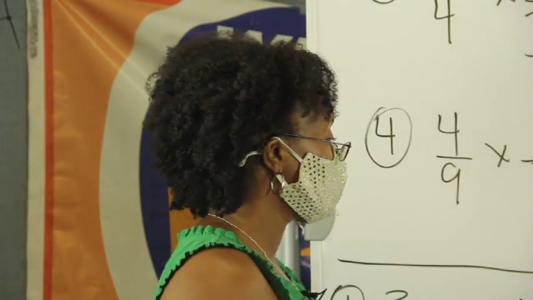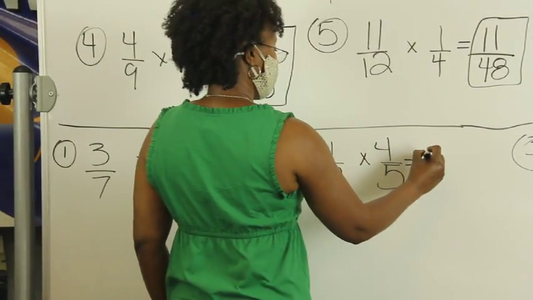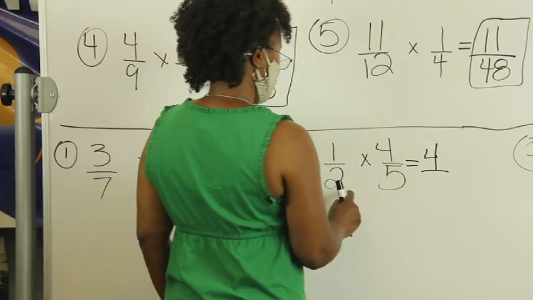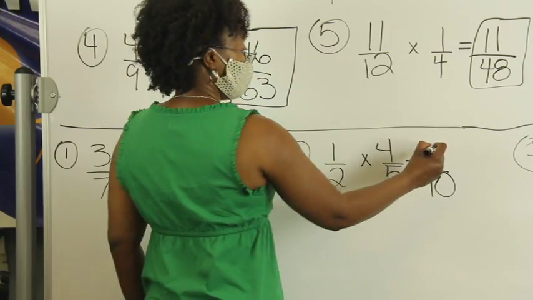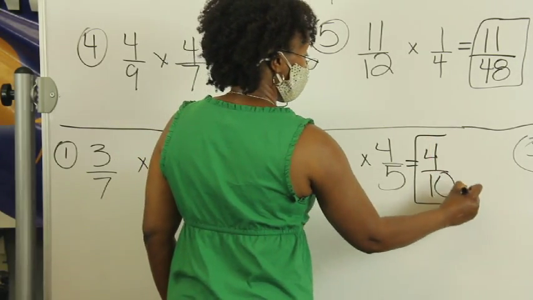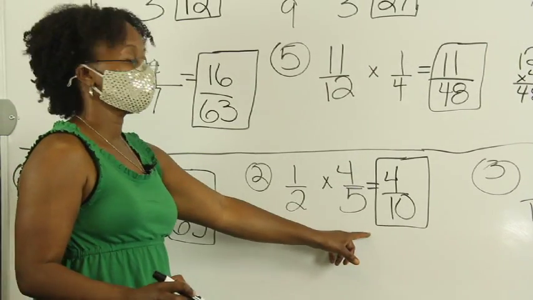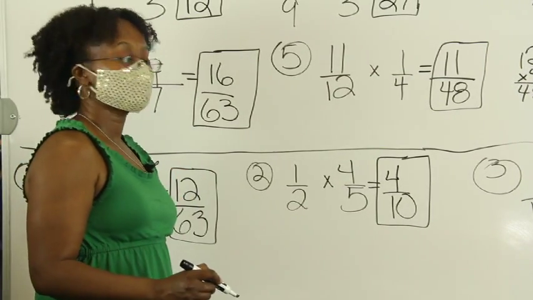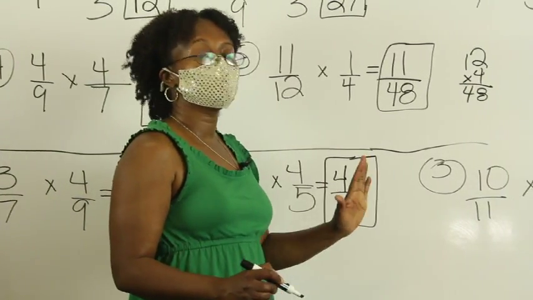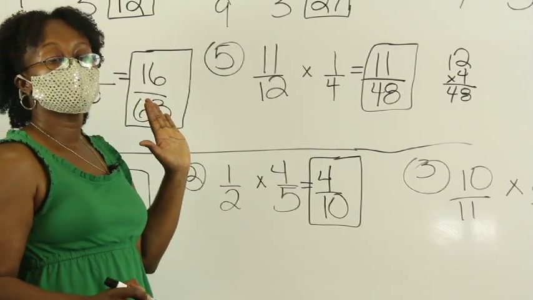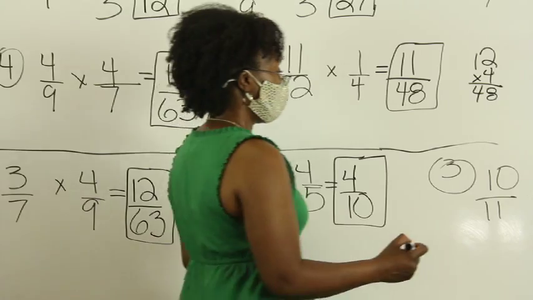All right, on to number 2. 1 times 4 is 4, and 2 times 5 is 10. This is going to be my answer, but I want you all to check to see if there is a way that you can simplify this fraction, okay? All right? Remember, every time you use fractions, make sure that you've gotten it to its simplest fraction, okay?